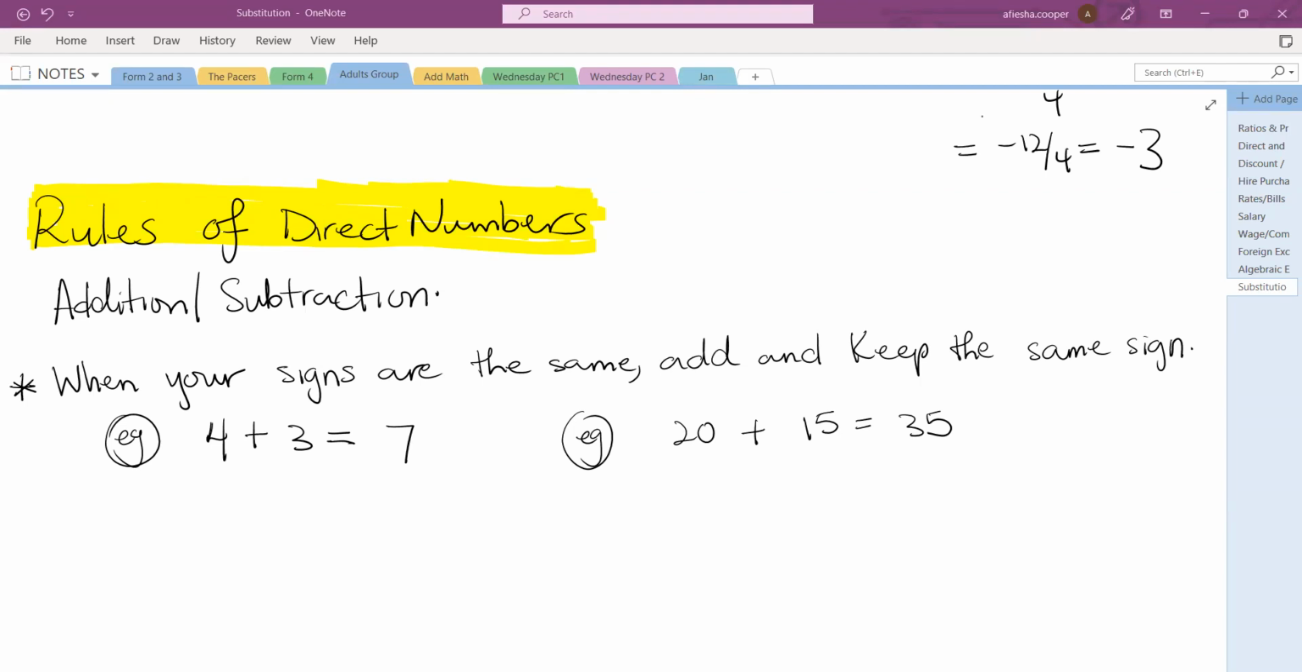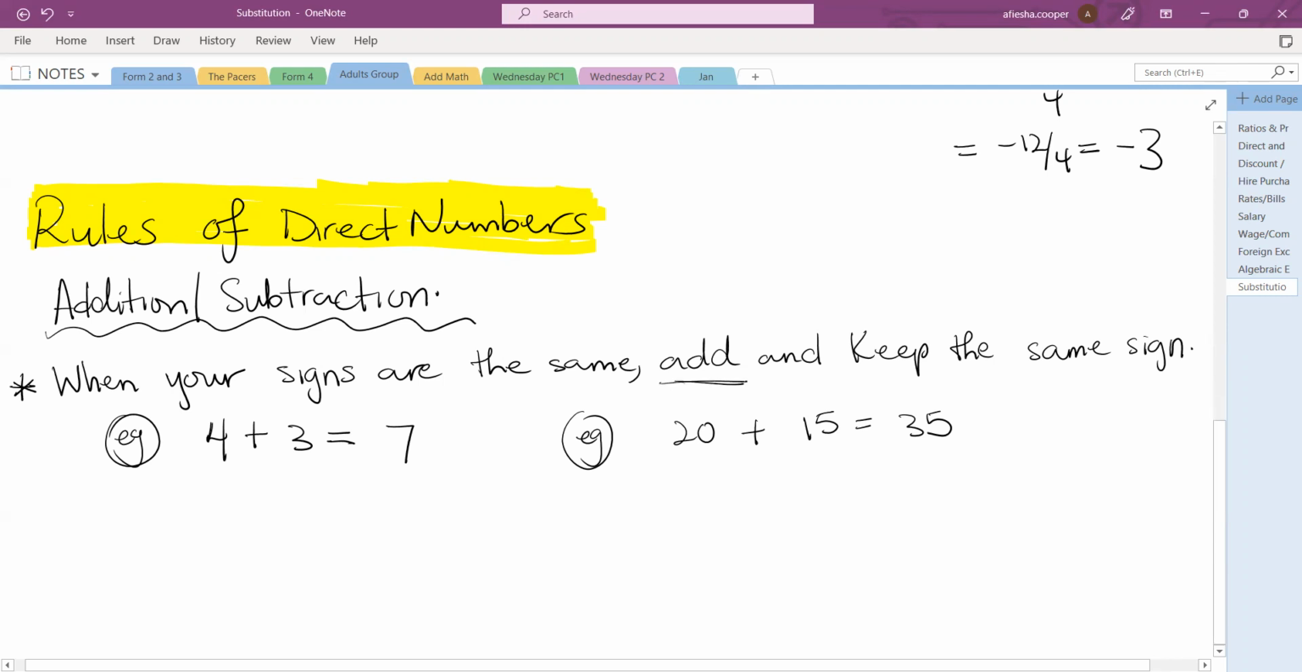So we are going to get into some rules of directed numbers, aka negative and positive numbers, right? There are different rules for addition and subtraction compared to multiplication and division. The first rule for addition and subtraction is that when your signs are the same, and when I say sign, I mean positive or negative, we add them, right?